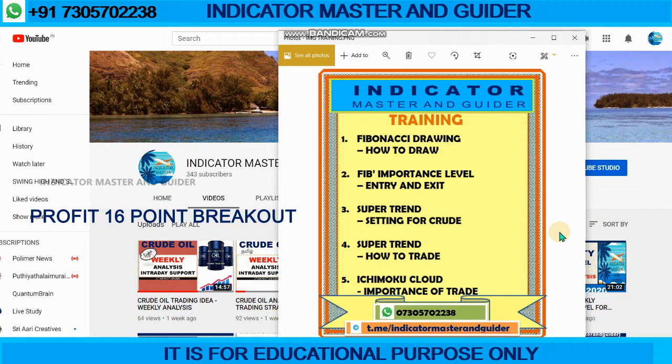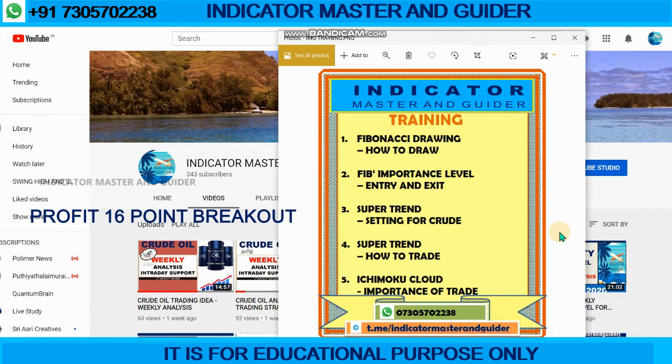So next thing, Supertrend settings for crude oil. For those who are trading commodity sessions, I will include this. And if they are trading equity, Nifty or Bank Nifty, whatever it is, according to that I will share the settings with you. Supertrend, how to trade, that is very important. If you keep trading with the normal Supertrend, the failures will be more. So there are some conditions, and I will explain those conditions to you.